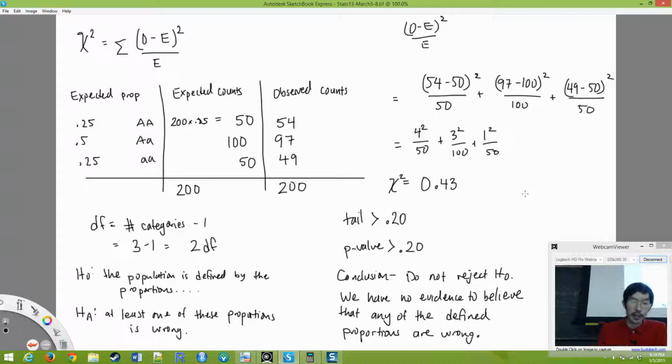Yes. So if we had a situation where I was expecting not 25% here, but something else, say 40% to be big A, then my expected count here would be 80 out of 200 if I'm expecting 40%. And then my statistic would be much bigger, and when I look that up, I would get a much smaller p-value. And that would indicate that at least one of the proportions that I have in my equation, or that I've defined, is wrong.